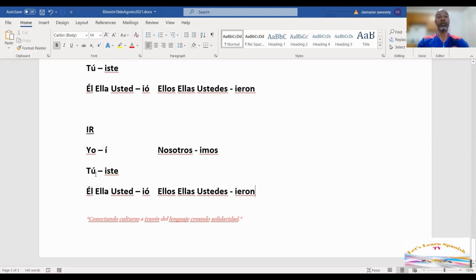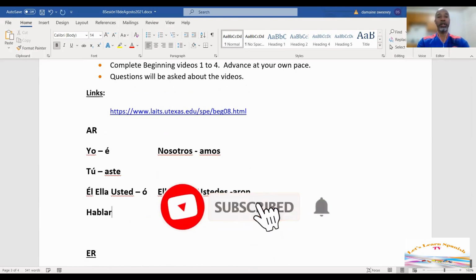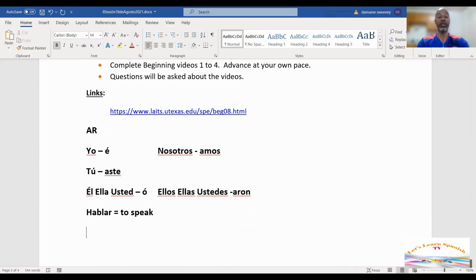Yo, él, ella, usted, nosotros, ellos, ellas, ustedes. Okay, so now, what does that mean? Let's take a word like the verb hablar, which means to speak. So if you want to say I spoke, it would be yo hablé, not yo hable, pero yo hablé, right?